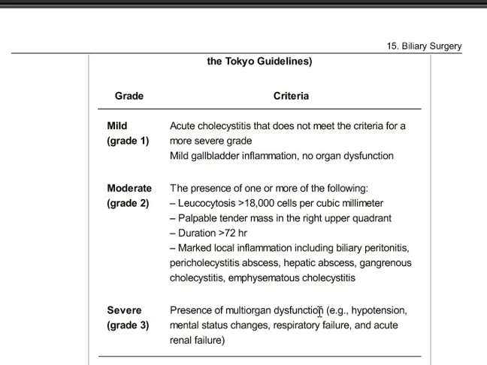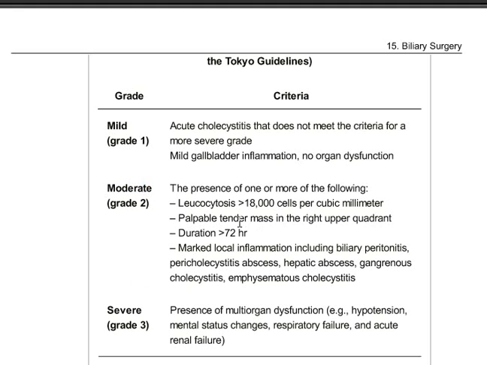So what about the severe? What is the severe cholecystitis? In severe cholecystitis, we have multi-organ dysfunction. You can find hypotension, for example, mental status changes, respiratory failure, acute renal failure. So any of the other body organs may be affected. If it is affected, then we have severe cholecystitis.